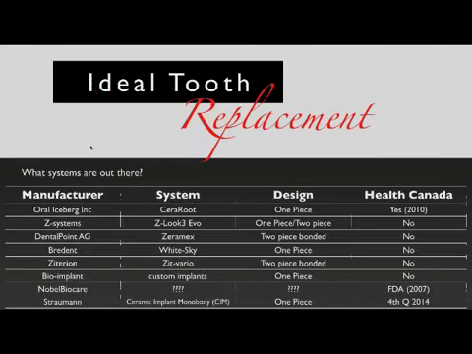The main systems that are out on the market are summarized in this chart. I have only had experience placing the CeraRoot implants, which is again a one-piece implant. It's the only one that's Health Canada approved. The other main system at this point in time is the Z systems and the Evo, and there are both one and two-piece varieties, and the US has approval for these two. Canada does not at this point.